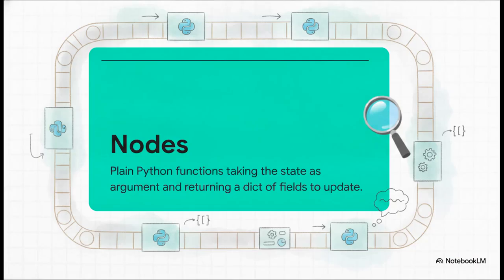Next up, we have nodes. So if state is the conveyor belt, nodes are the actual workstations along the line, and they are literally just plain Python functions. A node takes the current state as its argument, does some actual computational work like running a language model, and then returns a dictionary containing only the specific fields it wants to update back onto that conveyor belt. The beauty here really is in the simplicity. You don't need some crazy decorator or a convoluted base class to make a function a node. It's just standard, straightforward Python.